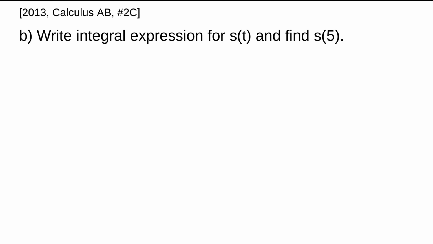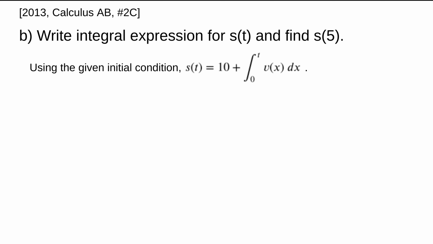In part B of the question, we are asked to write an integral expression for the position function s of t and then use that to find the position of the function at t equals 5. So the integral expression would have to take into account the initial location of this particle, which at t equals 0 is 10. So the integral we would need for s of t is 10 plus the integral from 0 to t of v of x dx.